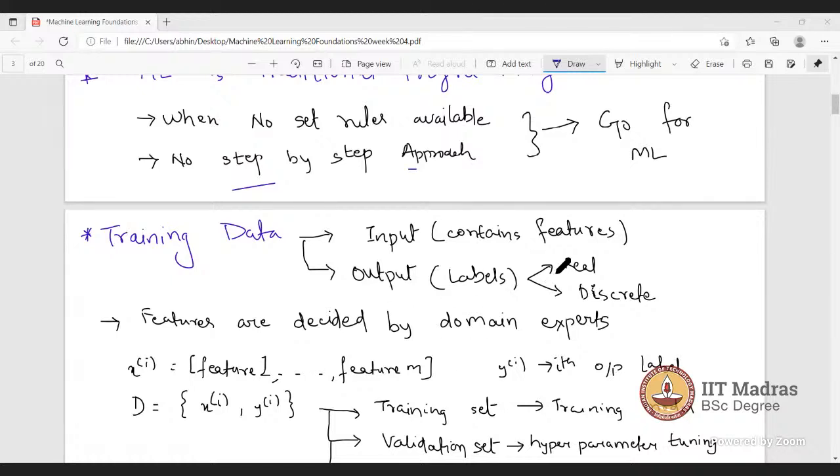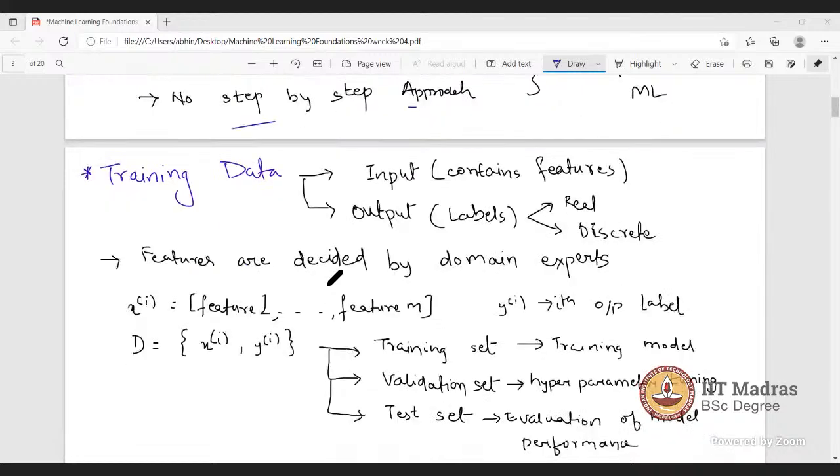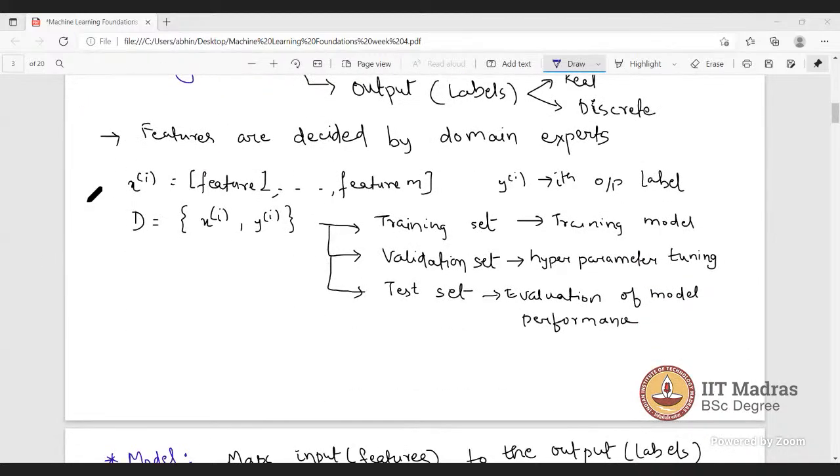Okay, so these outputs can be of two types. One is real or continuous numbers, or discrete sets. These are the two kinds of output that we generally deal with, and the input contains features.